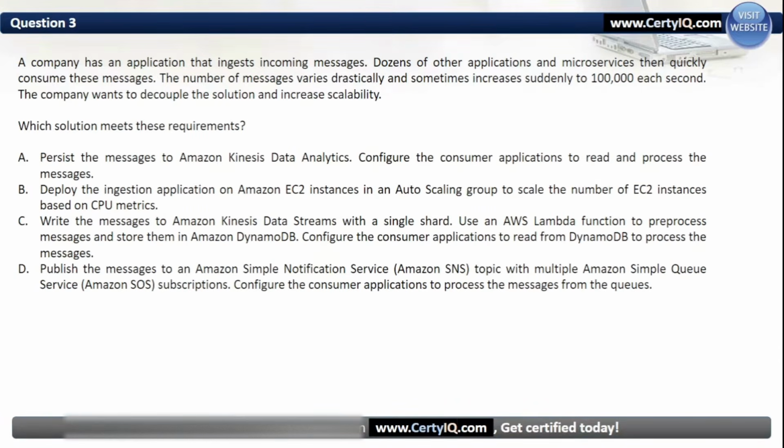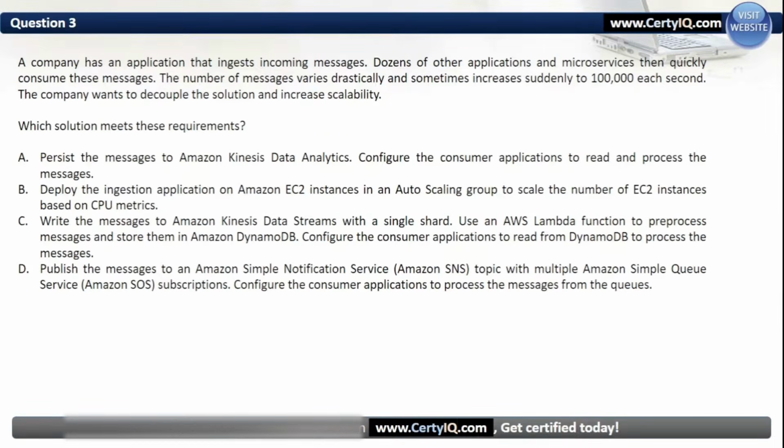Question 3. A company has an application that ingests incoming messages. Dozens of other applications and microservices then quickly consume these messages. The number of messages varies drastically and sometimes increases suddenly to 100,000 each second. The company wants to decouple the solution and increase scalability. Which solution meets these requirements?